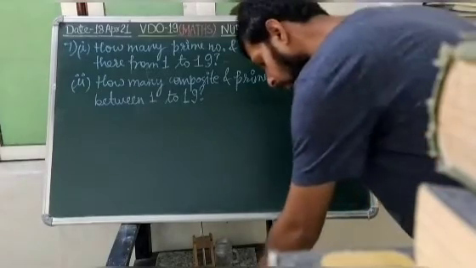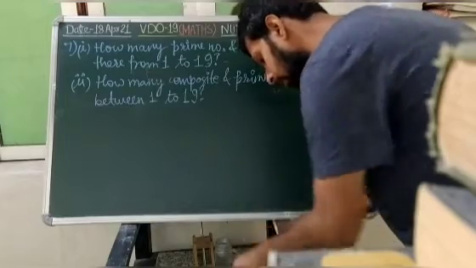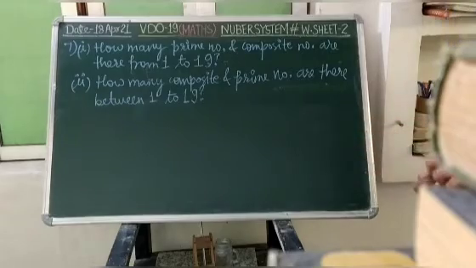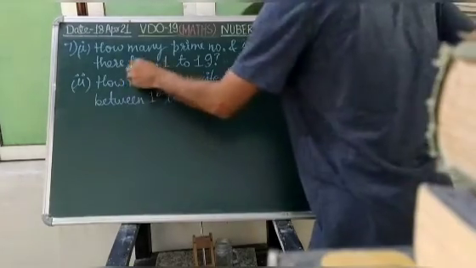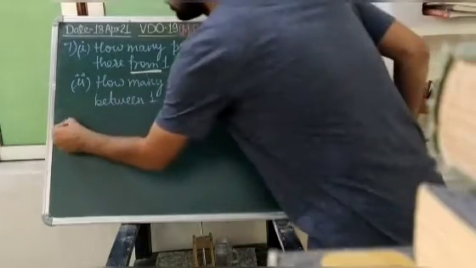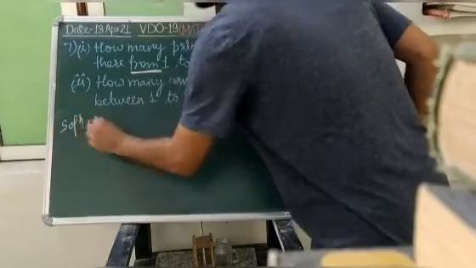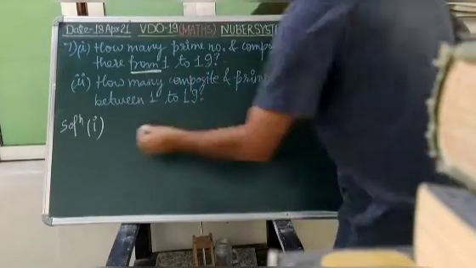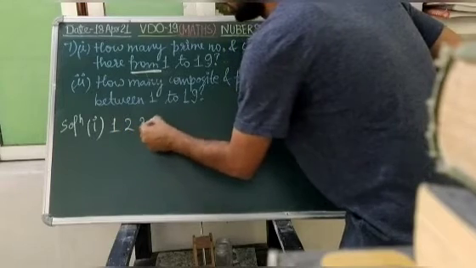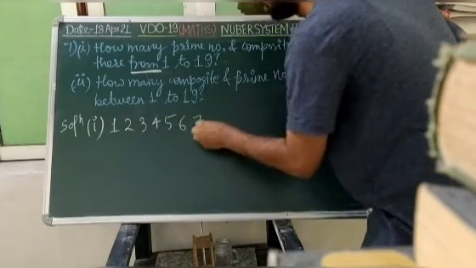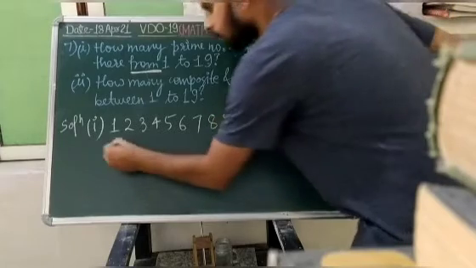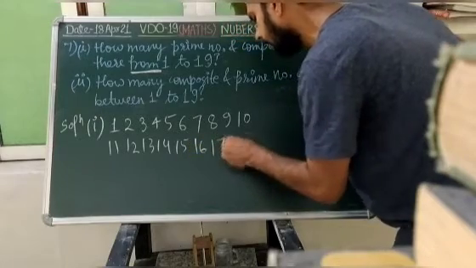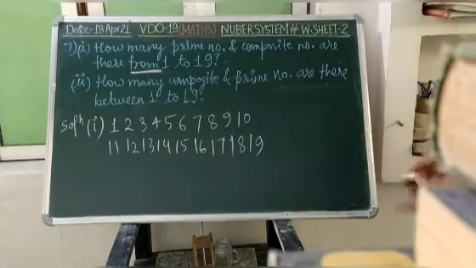We shall move to the next problem: how many prime and composite numbers are present from 1 to 19. The first part is saying from 1 to 19. So we shall start the solution of the first part. Since they are saying from 1 to 19, we will select 1 and 19. 1, 2, 3, 4, 5, 6, 7, 8, 9, 10, 11, 12, 13, 14, 15, 16, 17, 18, 19. First you will write it like this.